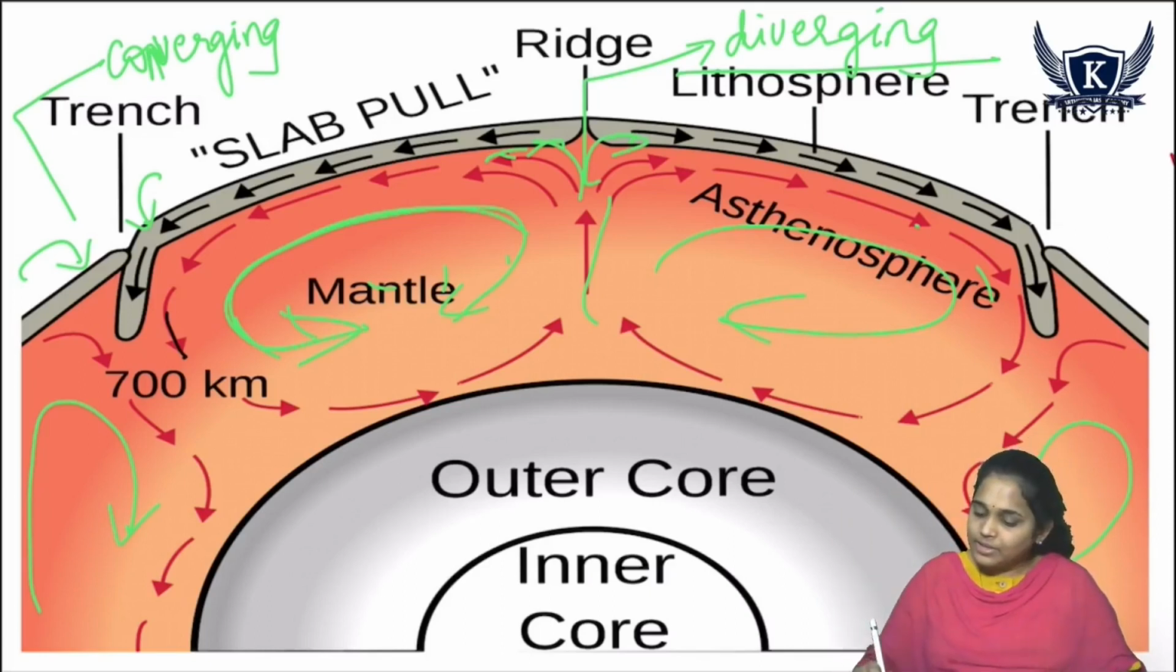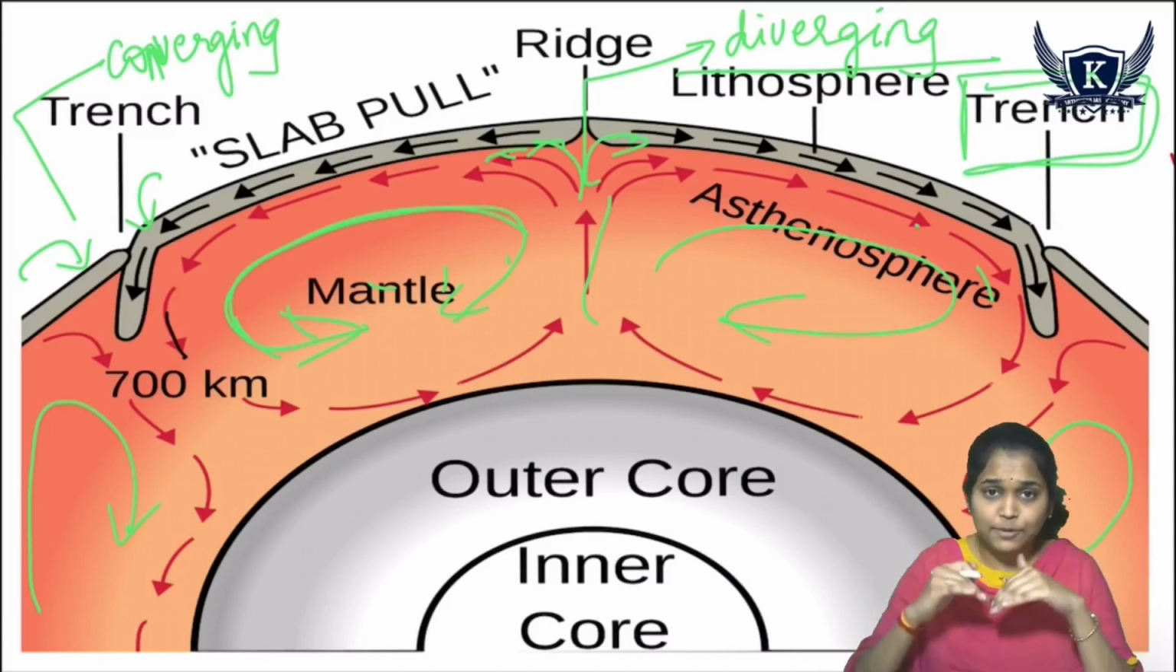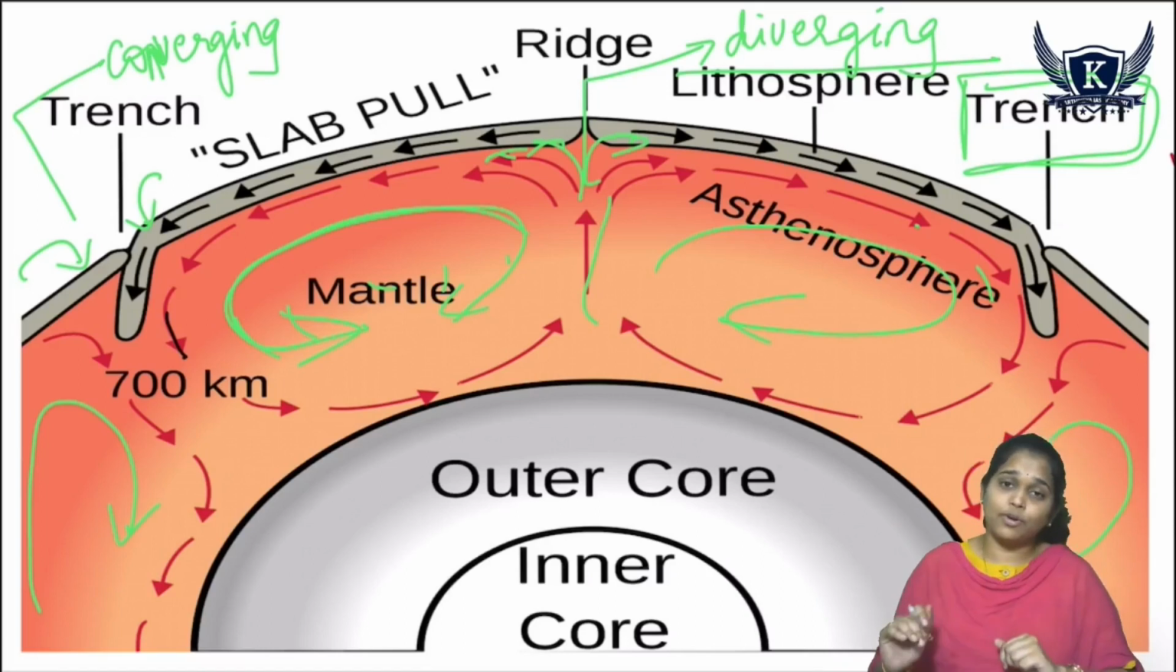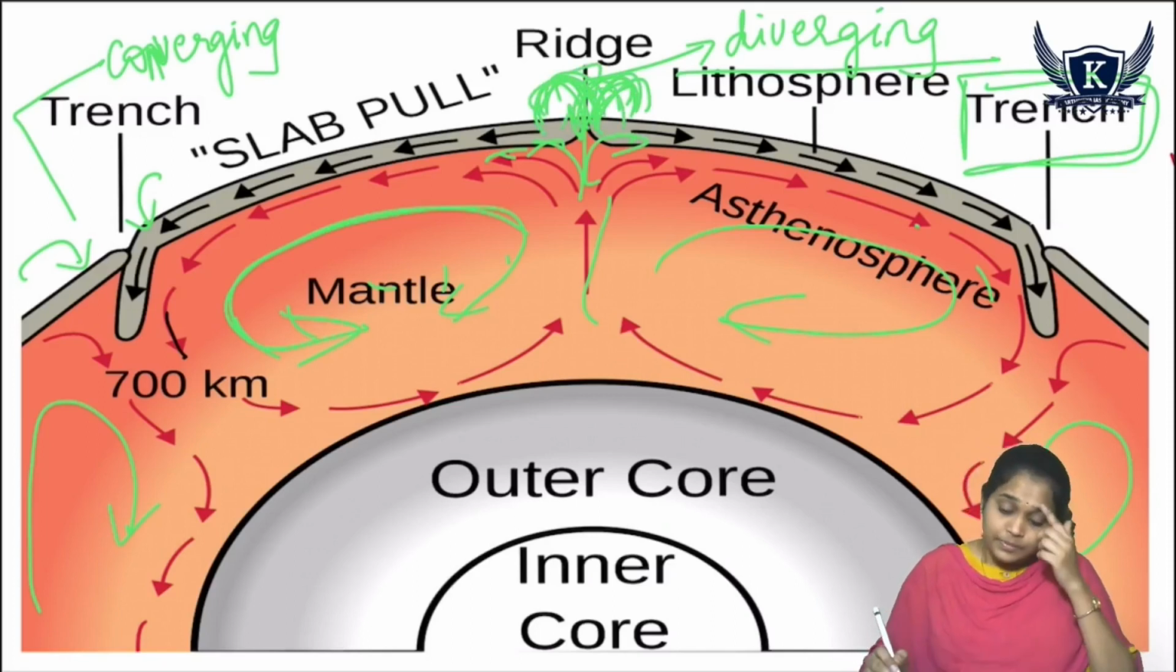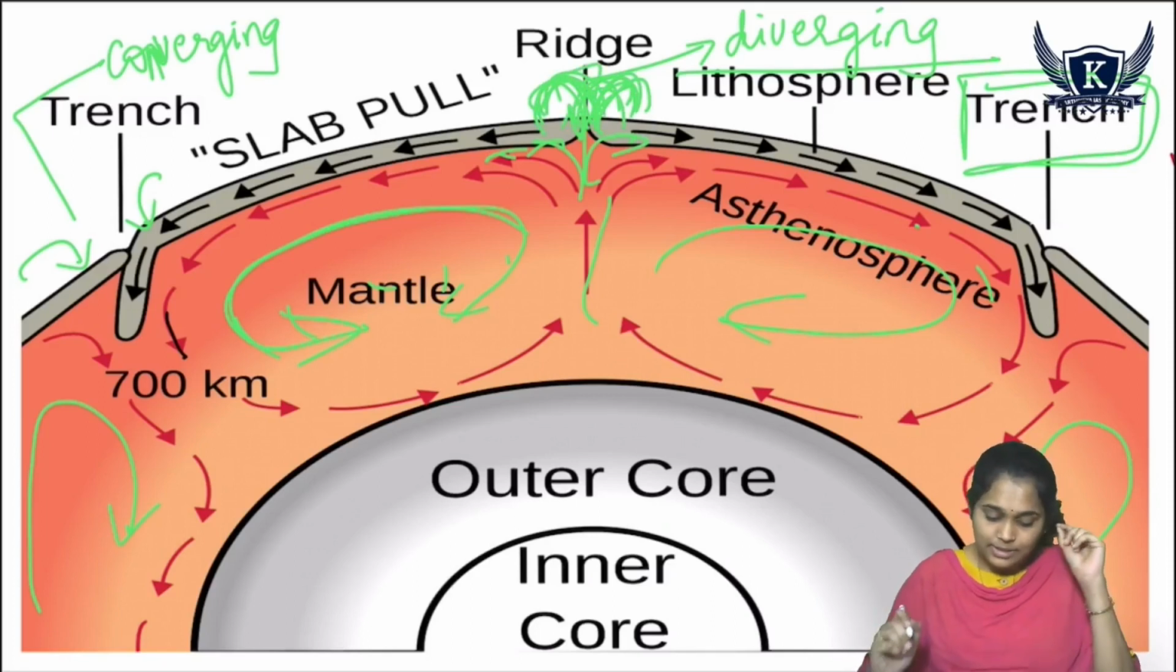So whenever convergence happens, a trench will be formed. A trench is nothing but a deep hole, a deeper hole, due to the tectonic activity. And if divergence happens, the magma comes out like this. We have seen this in volcanic activity, right? So in this way the convergence and divergence happen.